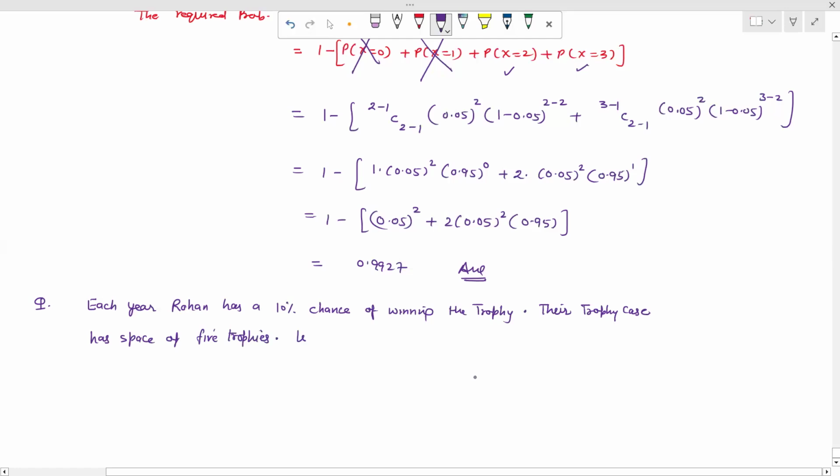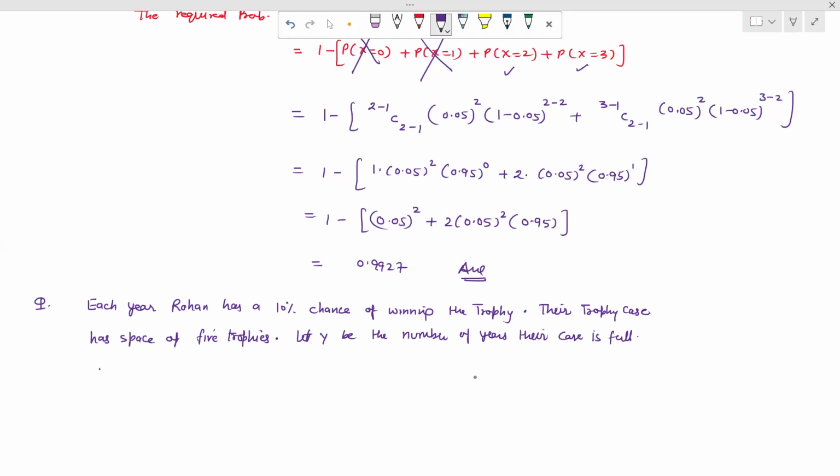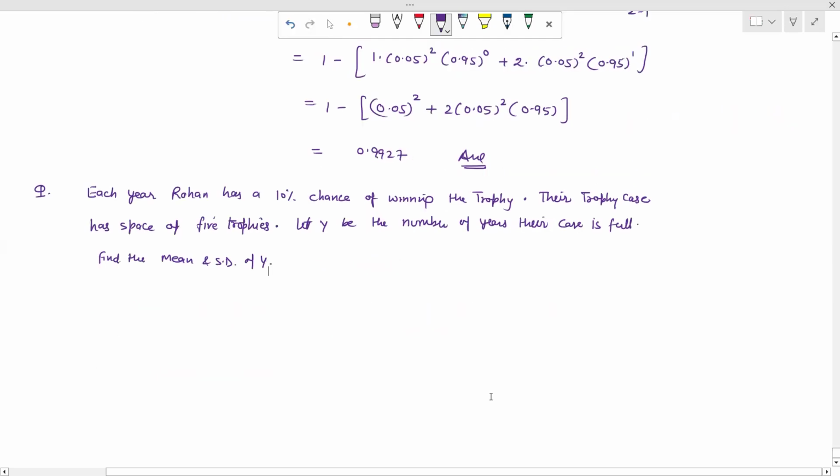So let y be the number of years until their case is full, meaning the trophy case is full. Find the mean and standard deviation of y. So here our success is fixed.